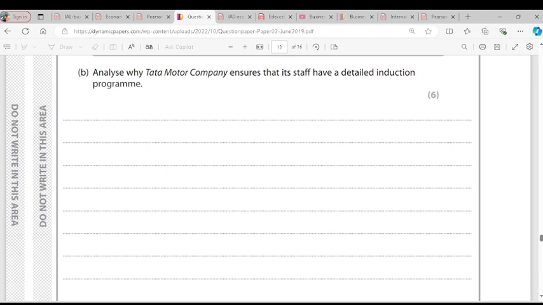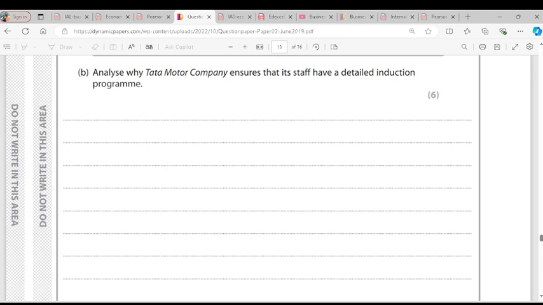So we said induction allows you to introduce you to the company, introduce you to the office environment. And if you have been introduced to the company office environment or the company itself, it means you get familiar with the working ethics or the working environment itself. Is it clear? Yes. Okay.